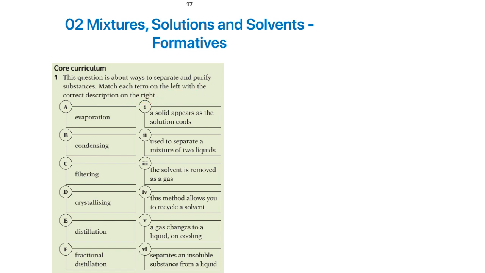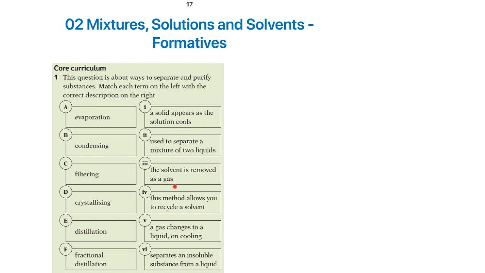Okay, so we just have these terms which we're kind of familiar with so far, and I guess their descriptions or what they're used for. Let's read the first one. A solid appears as the solution cools. Well, I think I have a strong idea what this is, but let's read more. Used to separate a mixture of two liquids. Strong idea what this is as well. Solvent is removed as a gas. A solvent is removed as a gas.